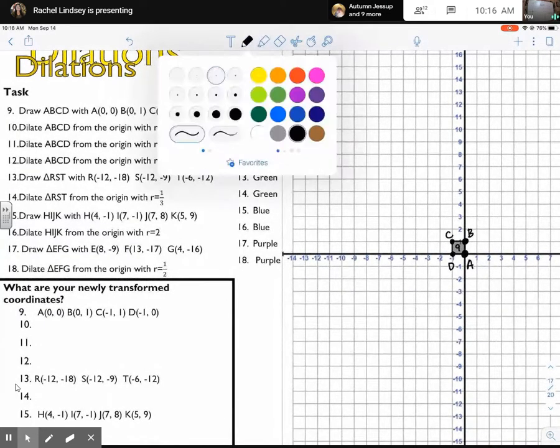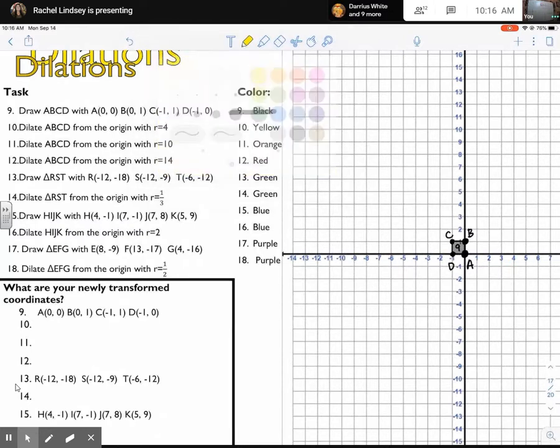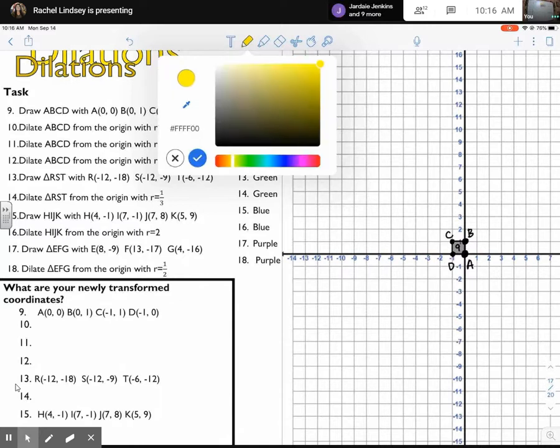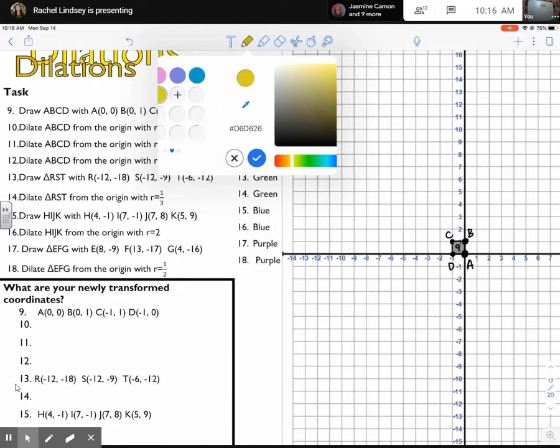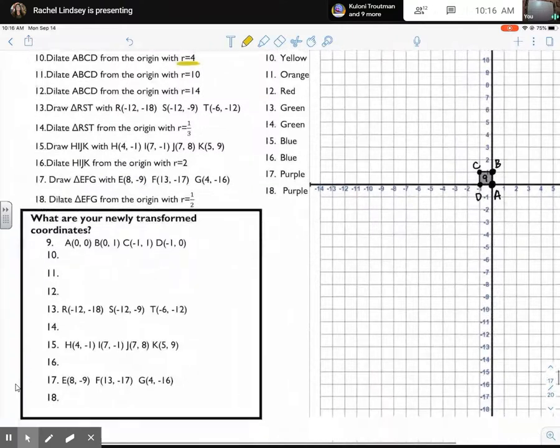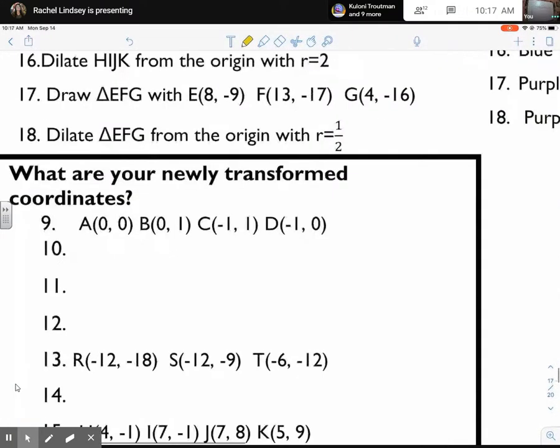Then we're gonna go to yellow. See if I can find a yellow that's easy to see. So we want to multiply that by a scale factor of 4 for the yellow one. So I'm going to go down here to my coordinates. So looking at A prime, I'm going to multiply everything by 4. What's 0 times 4? 0. So A prime still at 0, 0.